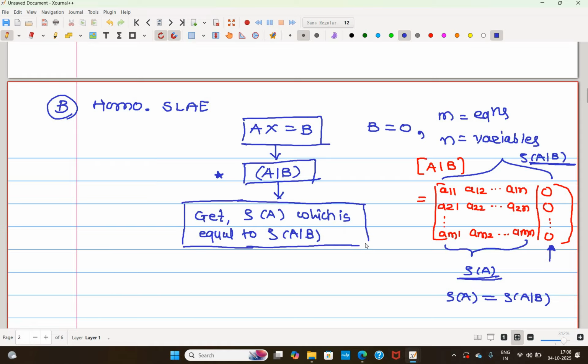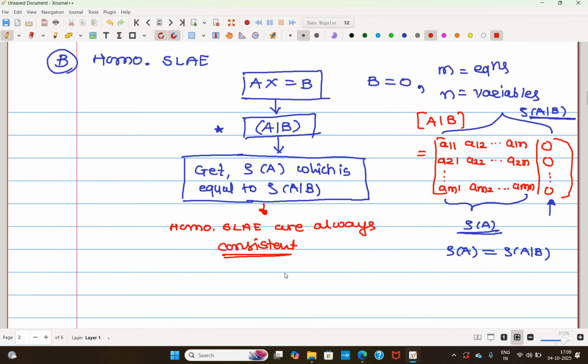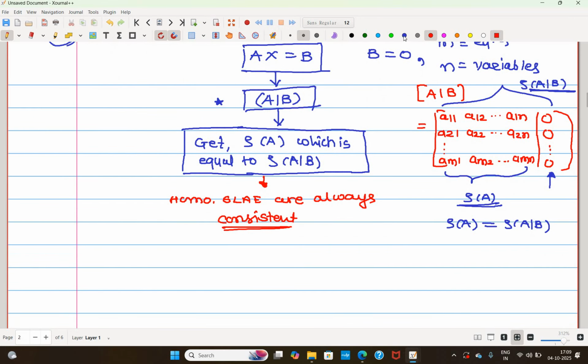So if the rank of A and the rank of AB are both equal for a homogeneous system of equations, then what important conclusion do we have? Homogeneous systems of linear algebraic equations are always consistent, because there is no possibility of the ranks being unequal here. So homogeneous systems of linear algebraic equations are always consistent. Got it? Yes.